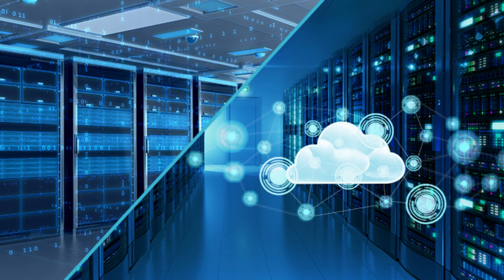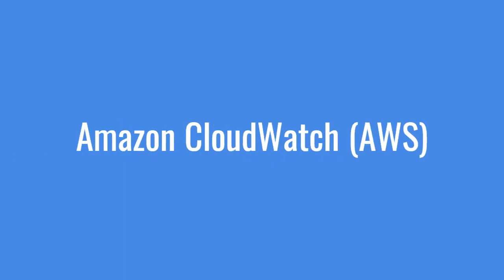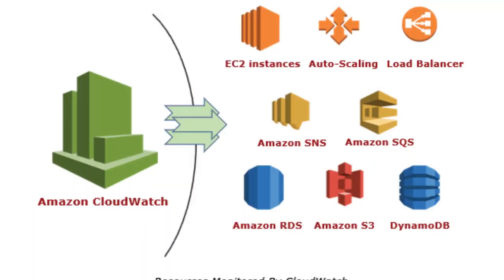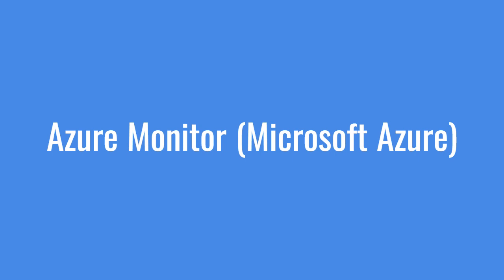So first we talk about monitoring tools, in which first we will discuss Amazon CloudWatch, AWS. Friends, the platform here is AWS, and the features are: it collects and tracks metrics from various AWS resources. It allows custom metric creation and supports alarms for automated responses, and it integrates with other AWS services as well.